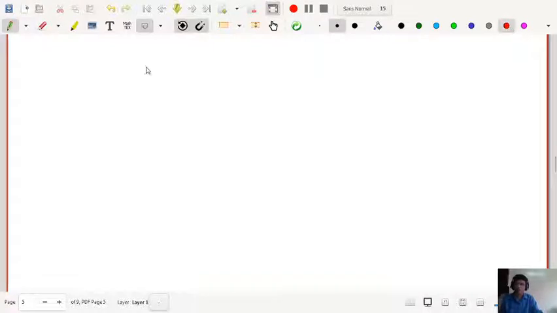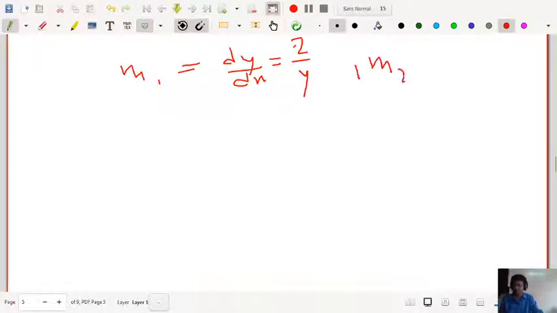Now let us find out the slope. So m1, that is the slope of the first one, is given by dy/dx equal to 2 by y. Okay, and m2 is given by x by 2. Okay, so these are the values of m1 and m2. Now let us find out the angle of intersection at (0, 0).